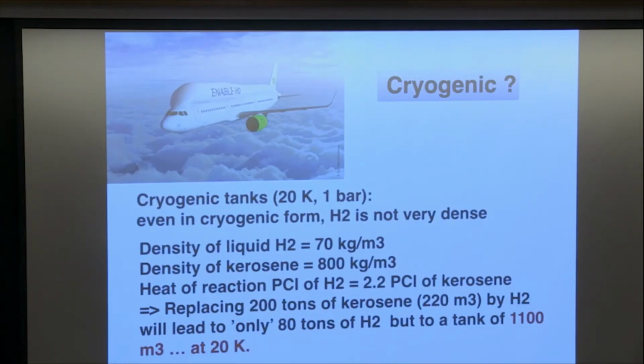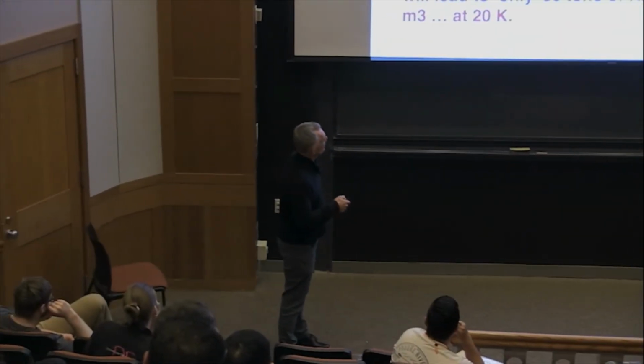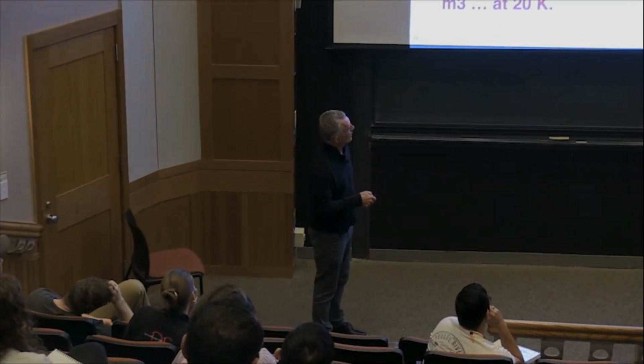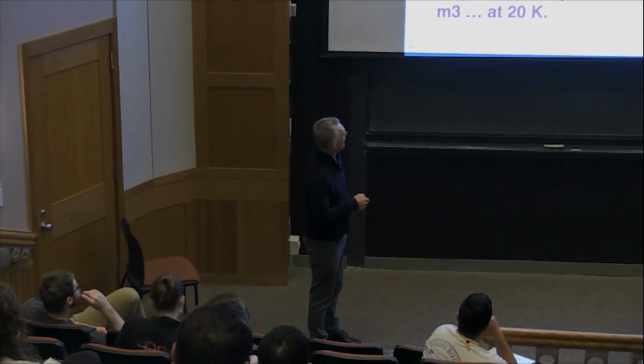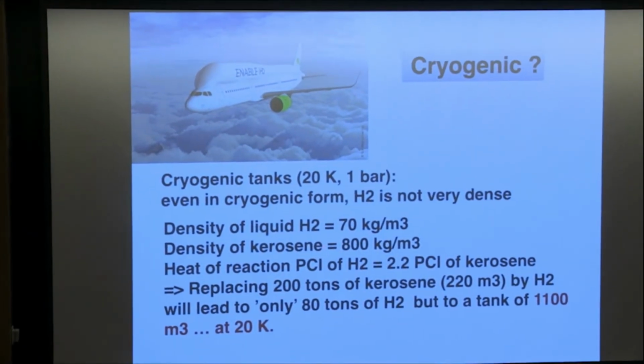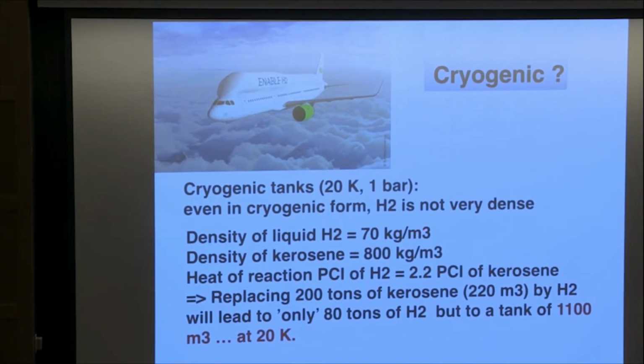What's interesting, of course, is that H2 is much more powerful per kilogram than kerosene. Typically, if you want to fly a big aircraft, which has like 220 cubic meters of kerosene, you can replace it with only 80 tons of H2 instead of 200 tons. But the problem is that even when it's liquid, it's not very dense. You see, it's 70 kilograms per cubic meter for liquid H2, while it's 800 for kerosene. That means the tank would be 1,000 cubic meters. That's a big tank, 10 by 10 by 10 at 20 K.